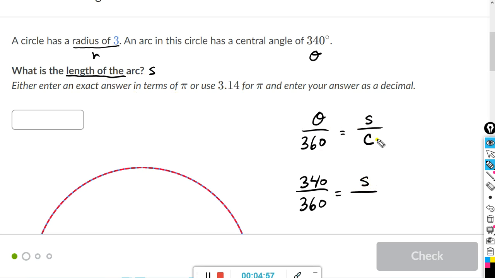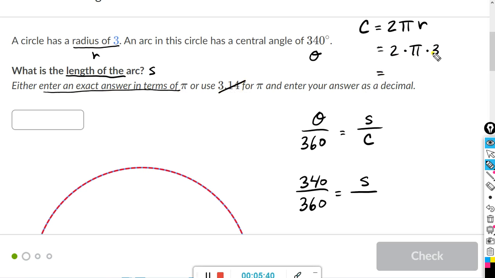The circumference C we can find from the radius. If you recall, the formula for circumference is 2 times pi times r. It says in the problem that r is 3. So that's going to be 2 times pi times 3. Now for these, your best bet is to leave pi alone, because it says enter an exact answer in terms of pi or use 3.14 for pi. But that's going to be extra work to use 3.14, so let's leave it as pi.